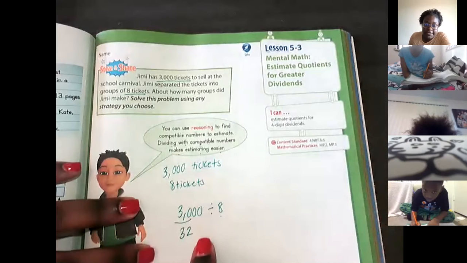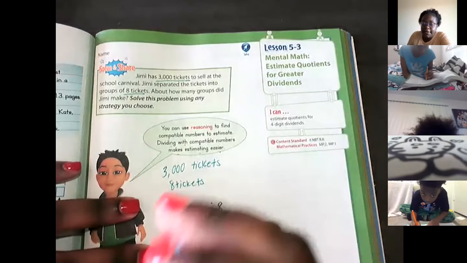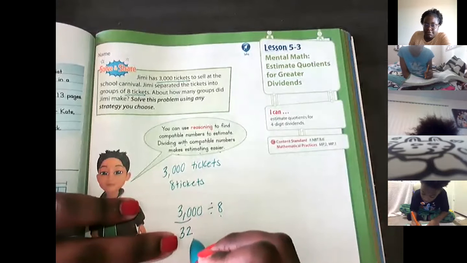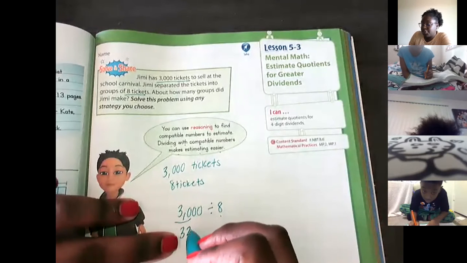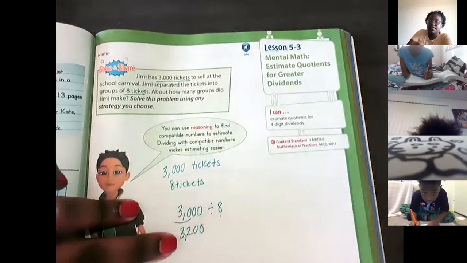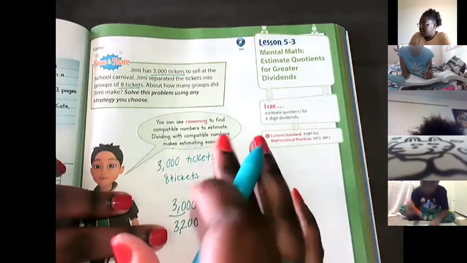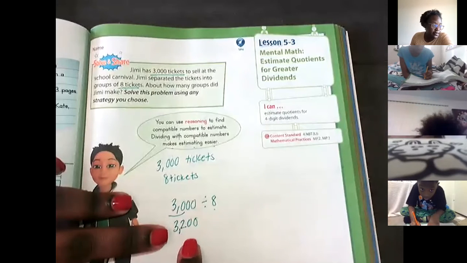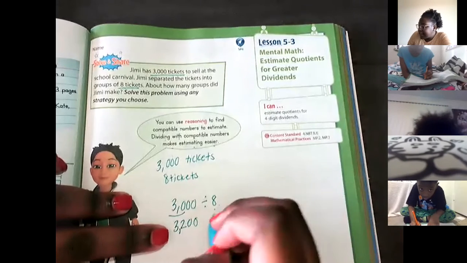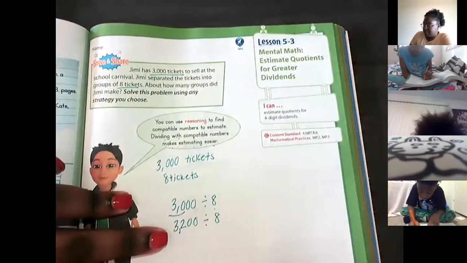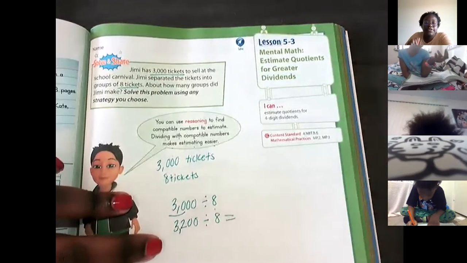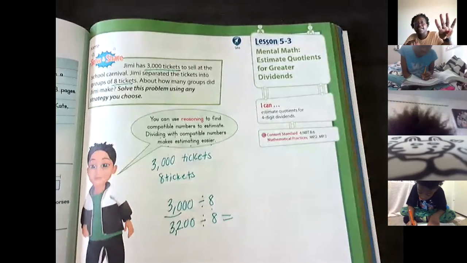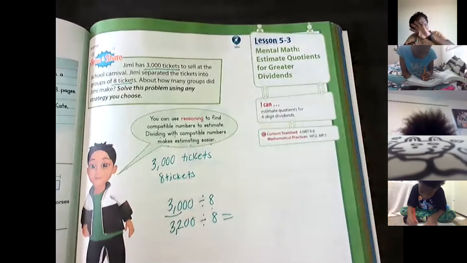And then we can't forget about the zeros. Our number has to stay the same. We cannot change 3,000 to 32. But we can change 3,000 to 3,200. So if you take away two zeros, you need to make sure you add those two zeros back as well. Now we can divide it by 8, right? How many times can 8 go into 32? 8, 16, 24, 32. 4 times. 8 can go into 32 4 times.